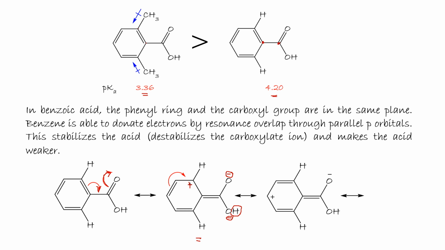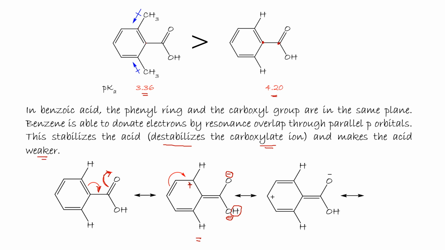So in benzoic acid we can find delocalization of electrons. There is a resonance. The phenyl ring and carboxyl group are in the same plane, so benzene is able to donate electrons by resonance, overlapping through parallel p orbitals. This stabilizes the acid and destabilizes the carboxylate anion conjugate base, and makes the acid weaker.